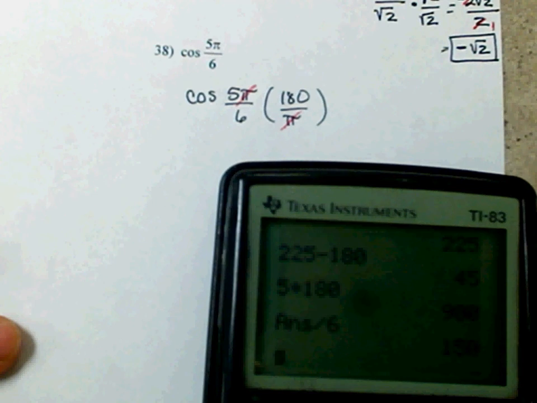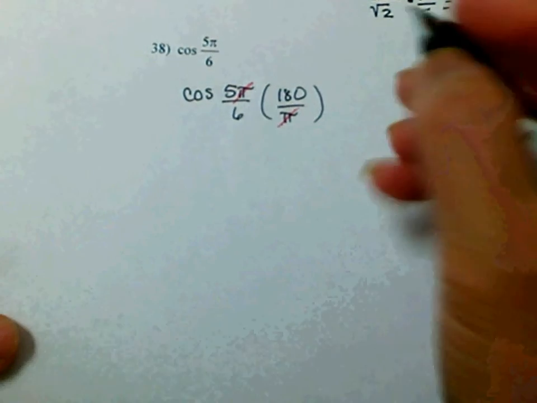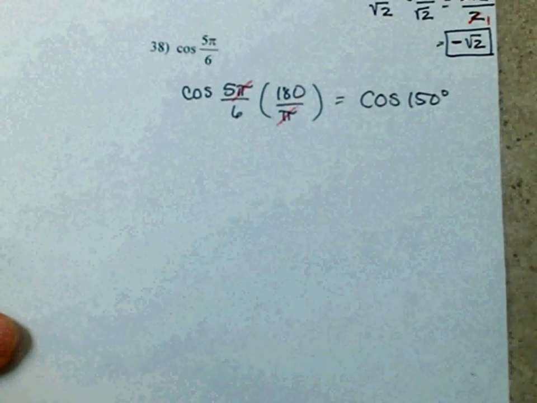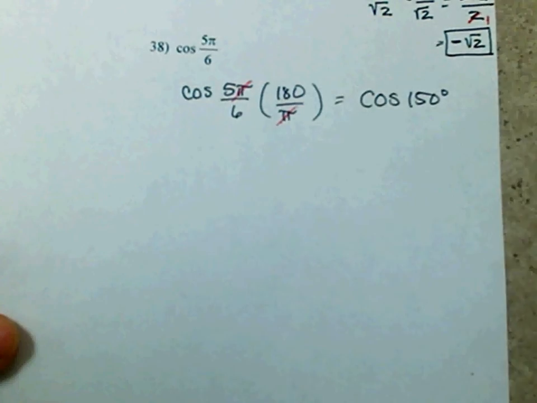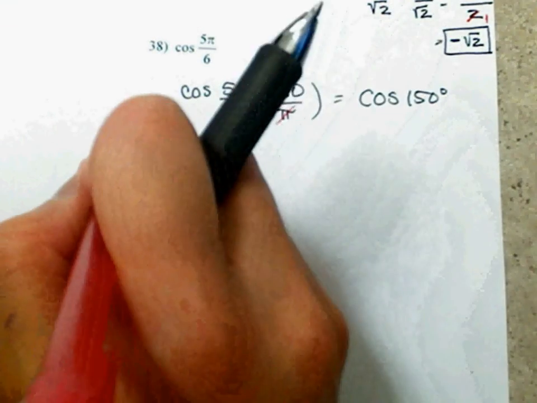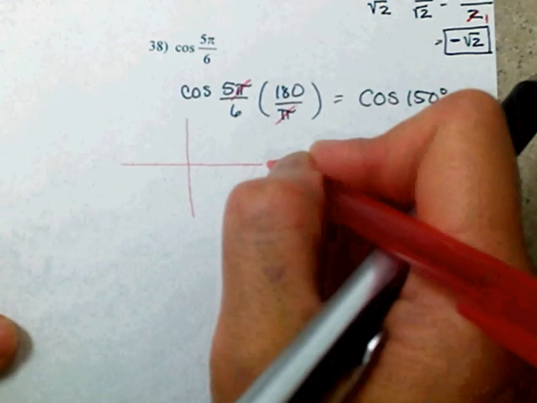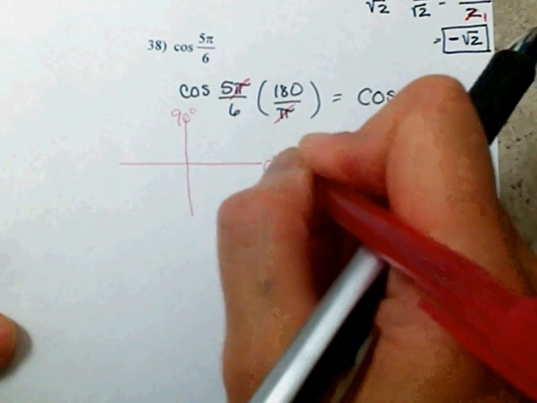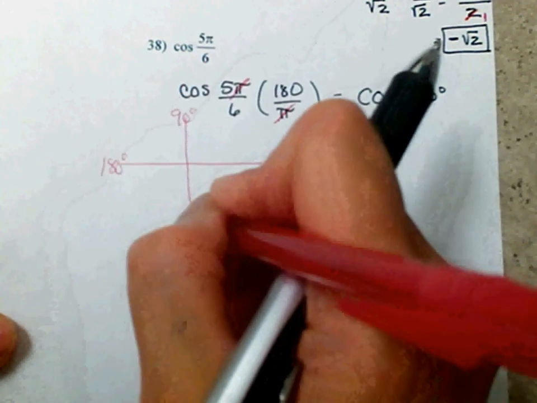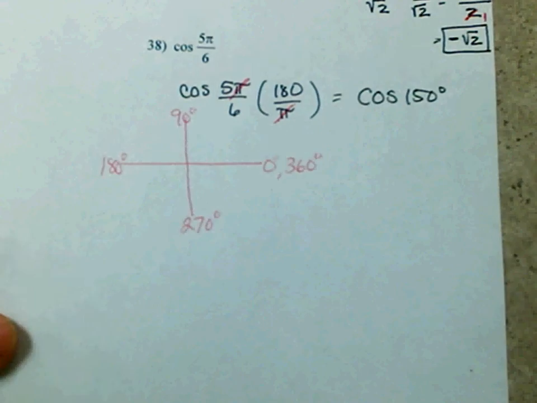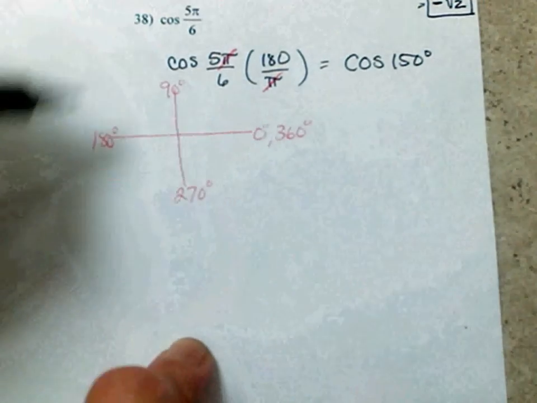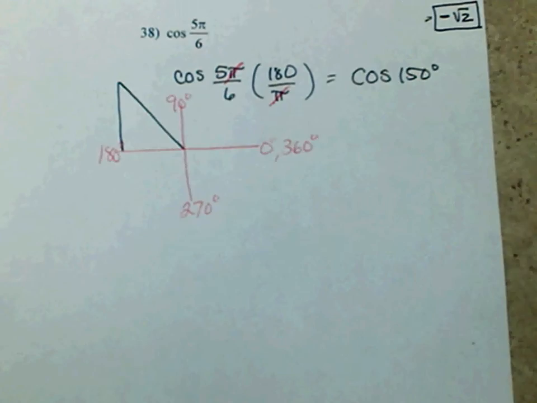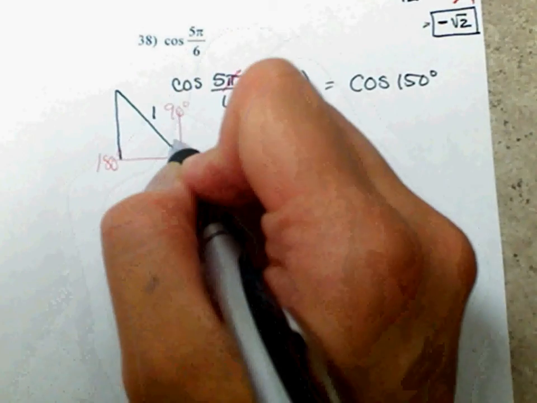Draw your triangle. Draw your coordinate plane first. So here is 0, 90 degrees, 0 and 360 are the same position, 180, 270. Where is 150? Well, it's between 90 and 180. So here I have my triangle. Radius is always 1. There's your angle of reference. Going this way is negative, going up is positive. Okay? Now take it from there.